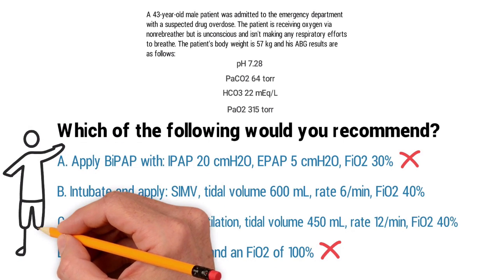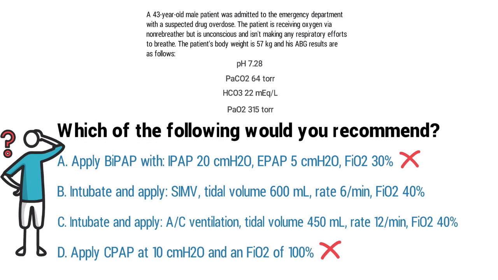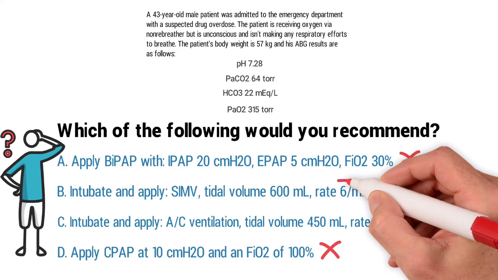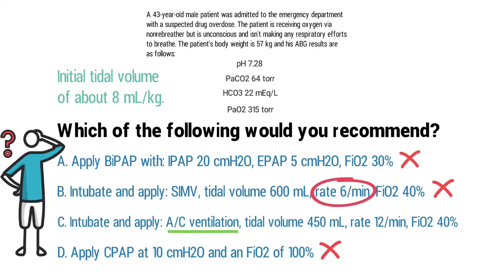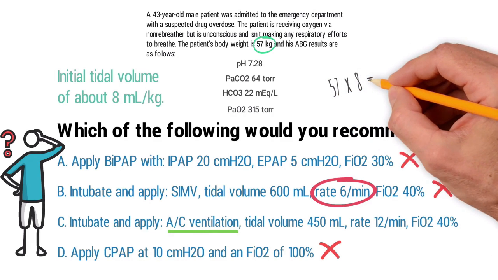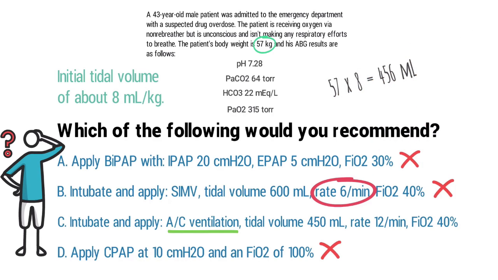Now we just need to figure out which remaining option is the best for this patient. SIMV mode at a rate of 6, which by the way is very low, is only going to provide partial ventilatory support, so that means we can rule that one out as well. The best option for this patient is assist control ventilation at a normal rate with an initial tidal volume of about 8 milliliters per kilogram of body weight. Now the question gives us the patient's body weight, which is 57 kilograms. So now we can just say 57 multiplied by 8, which gives us 456 milliliters.